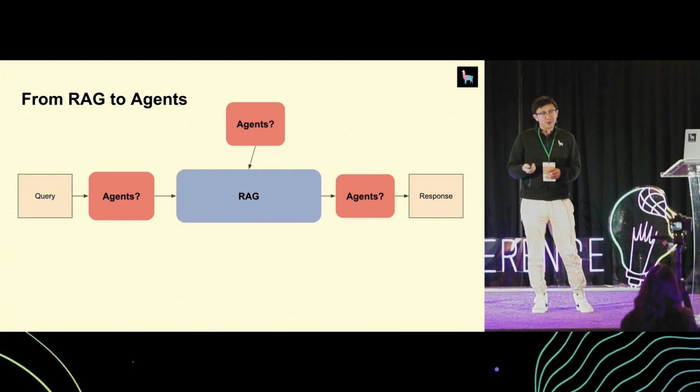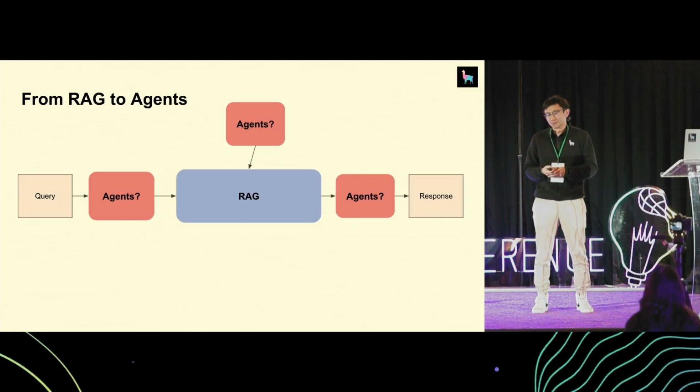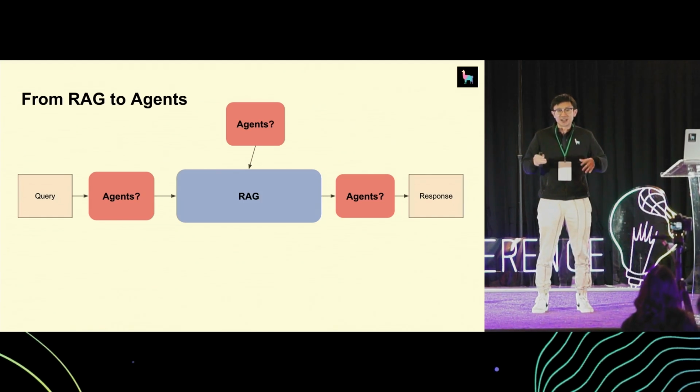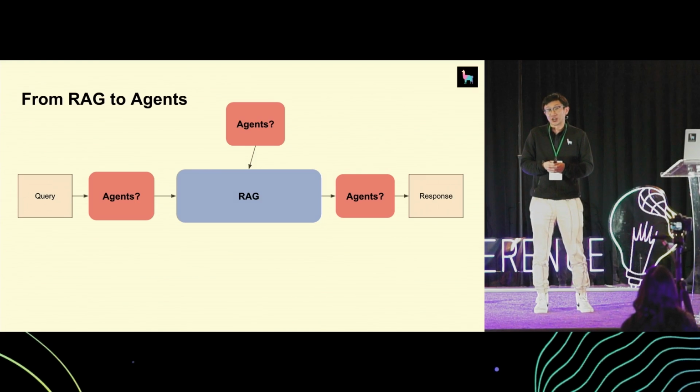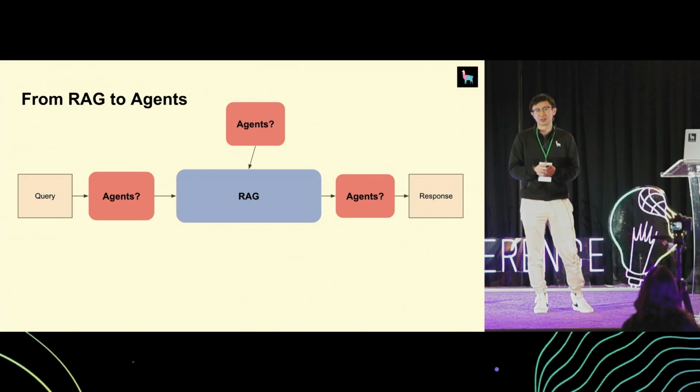You can add agents in the middle. You could add agents at the end. And so I'll talk about what this basically means, but basically you can make any part of your RAG pipeline more agentic, right? To basically make it more sophisticated towards this vision of a dynamic QA system.